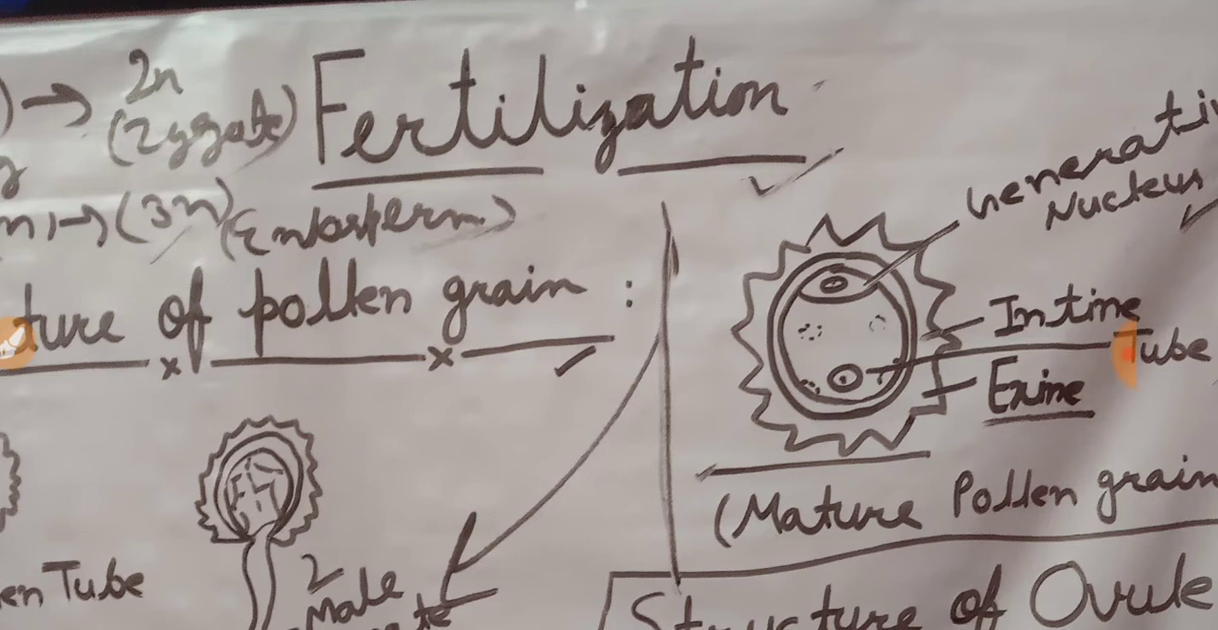The structure formed after the fusion of the male and female gamete is a diploid structure, known as the oospore in the case of plants. So this is the first definition of fertilization.